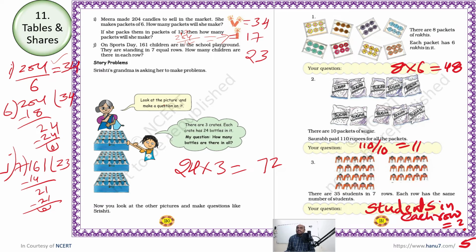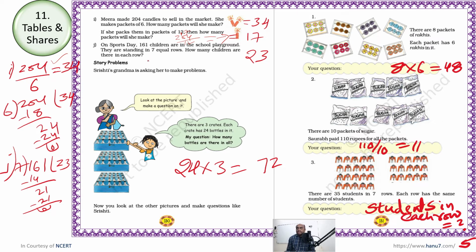Okay, so 12 5s are 60, 12 6s are 72, 12 7s are 84. Like that you have to calculate. Whatever the number of packets she wants to make, earlier she made packets of 6 and got 34 packets. If she makes packets of 12, then she will get half of that. 34 will become half. That is what I am telling.